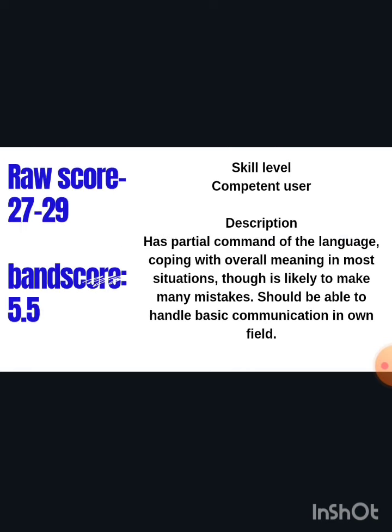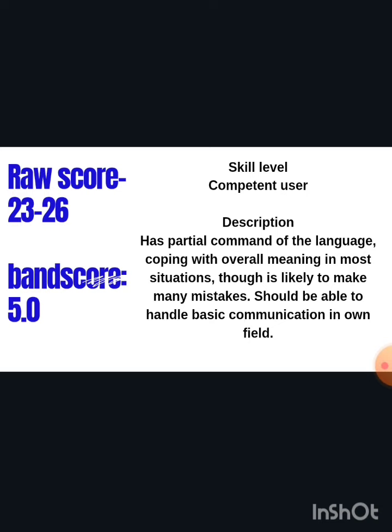If you get a raw score of 27 to 29, you get a band score of 5.5. It means that you have partial command of the language and you can cope with the overall meaning in most situations. You should be able to handle basic communication in your own field. That's what that means.